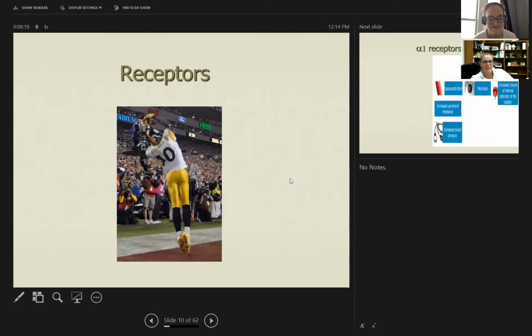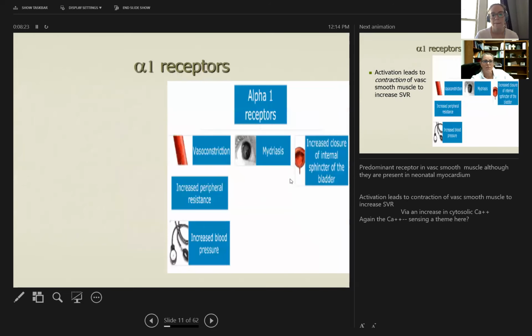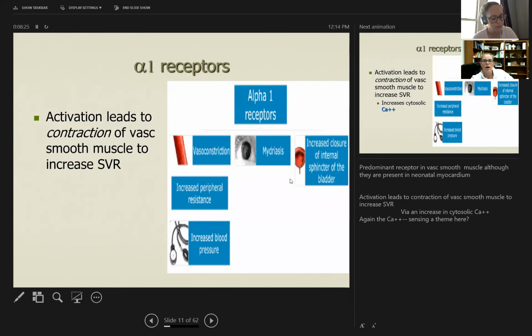So we think about our receptors in a little bit closer detail. Our alpha receptors are our prominent receptors in our vascular bed, although they are present in the neonatal myocardium. And so NICU babies, brand new newborns, their receptor densities and locations are a little bit different, and so we will often manipulate our pressors slightly differently in that demographic.